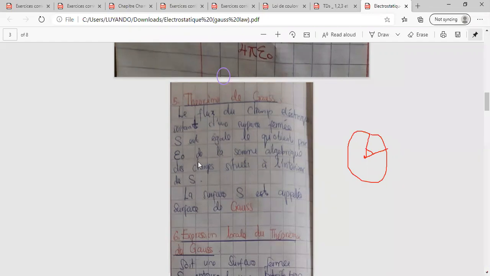Sorry, there was a mistake here. De la somme algébrique de charge située à l'intérieur de S. So la surface S est appelée la surface de Gauss.